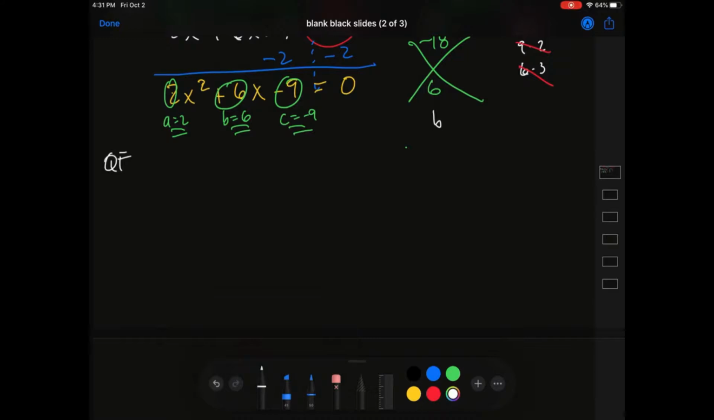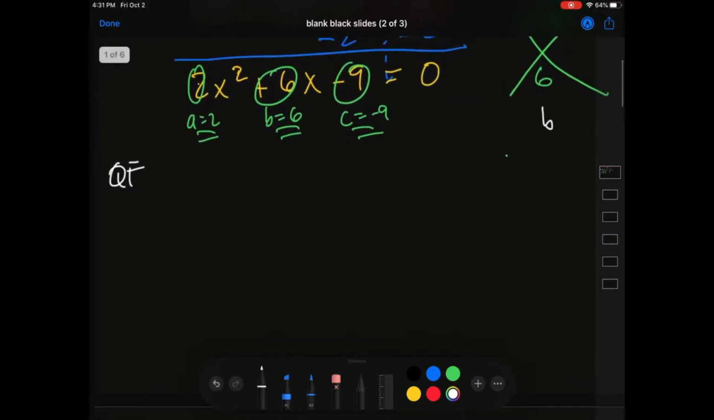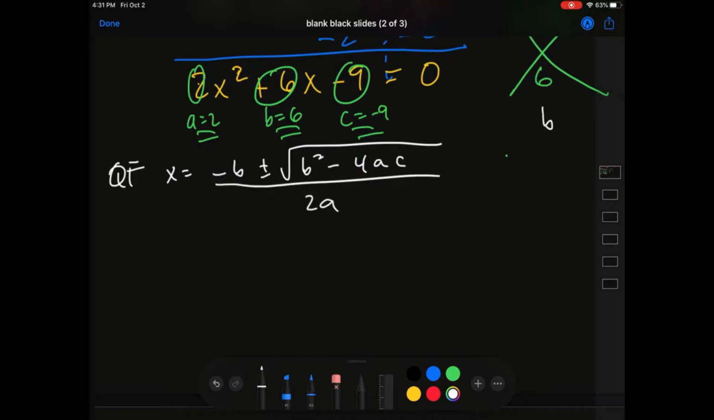I'm going to choose the quadratic formula here. So we're going to use x equals negative b plus or minus the square root of b squared minus 4ac, all over 2a. And we're going to do these substitutions. I'm going to use my highlighter for this so you can see it.